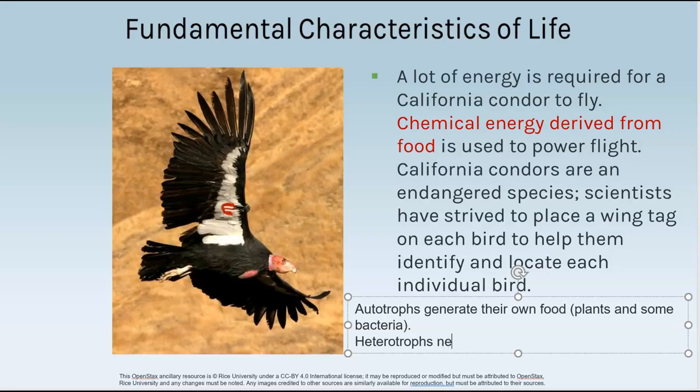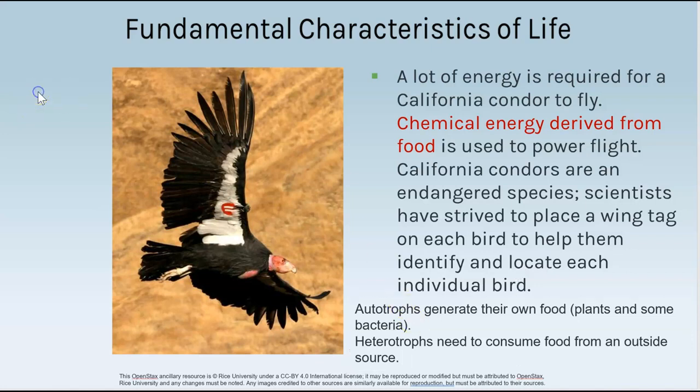Heterotrophs need to consume food from an outside source. We are heterotrophs. Okay, we consume food from eating plants or animals that eat plants. So every organism must maintain chemical energy from food.